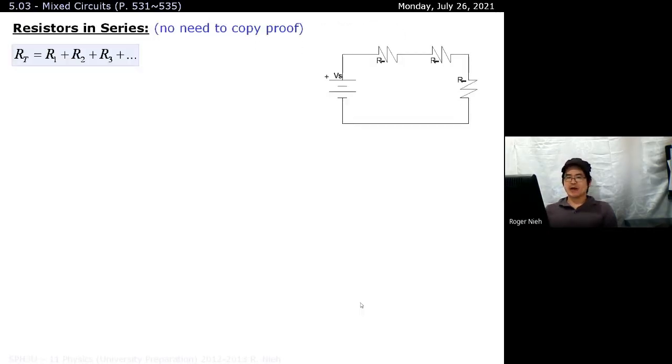Okay, just a bit of background. Just to let you know, this formula here is derived based upon Ohm's law and Kirchhoff's voltage and current laws. That's where this comes from. So no, you don't need to copy down the proof. This is more of a background story of why this formula is true.